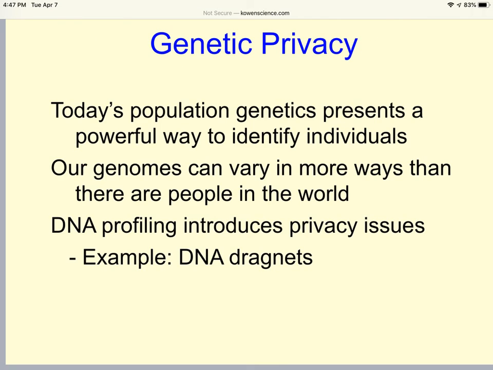Because genetics is such a hot topic right now, today's population genetics presents really powerful ways to identify individuals. Our genomes can vary in more ways than there are people in the world. And so when they match up, the likelihood of it being someone else is very slim.